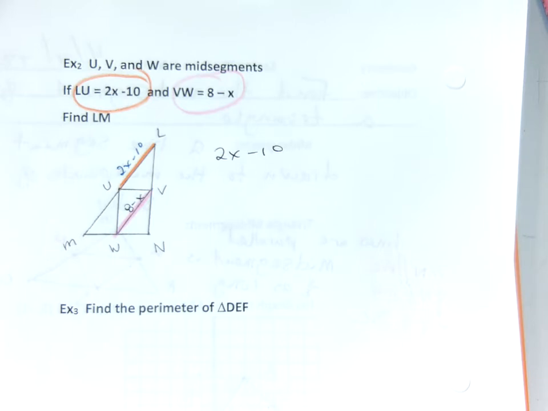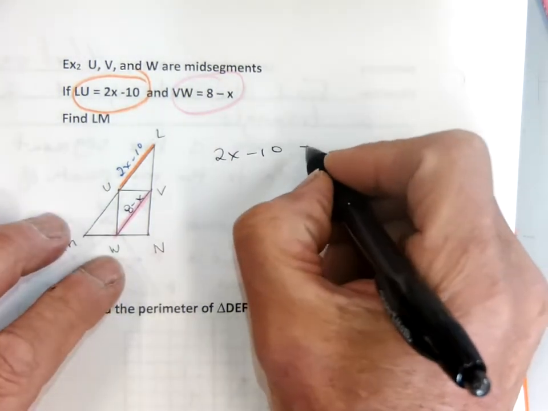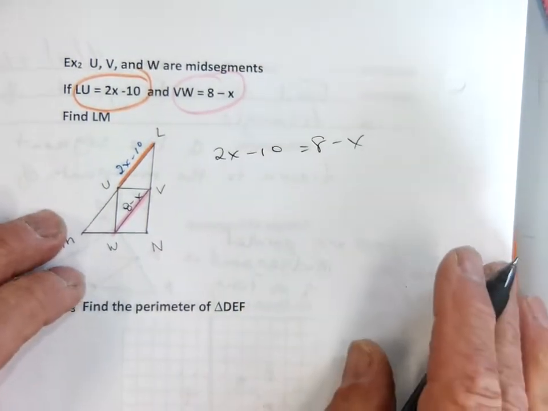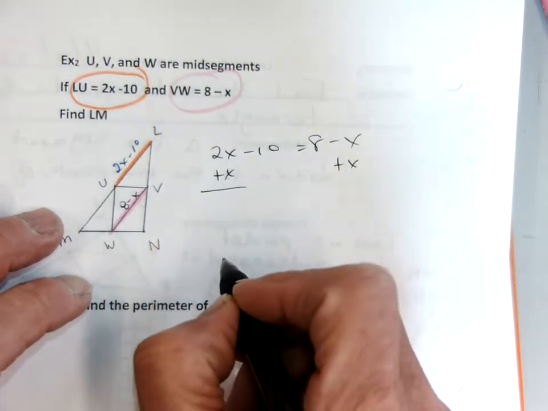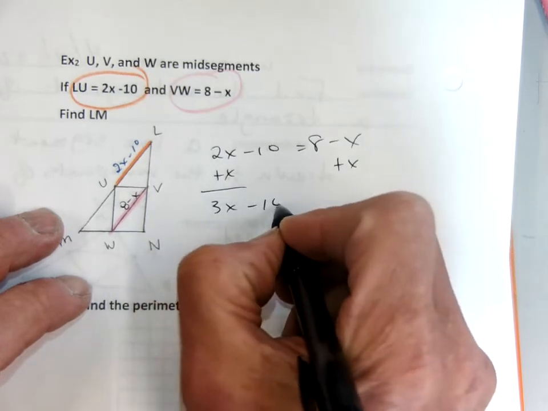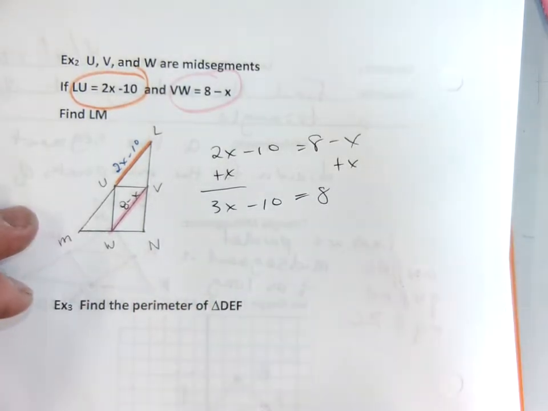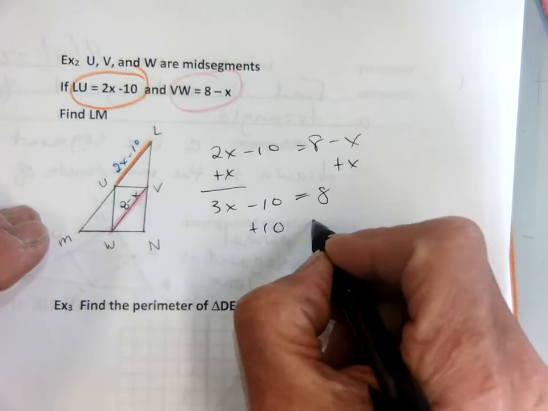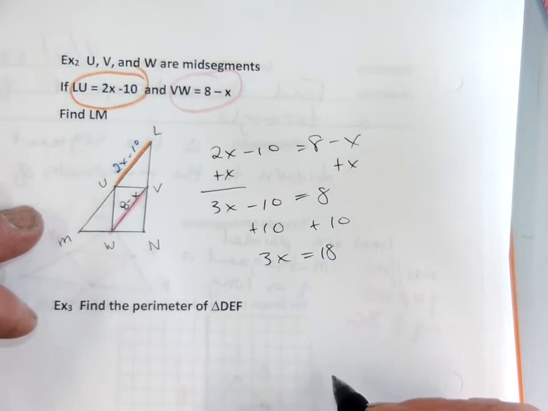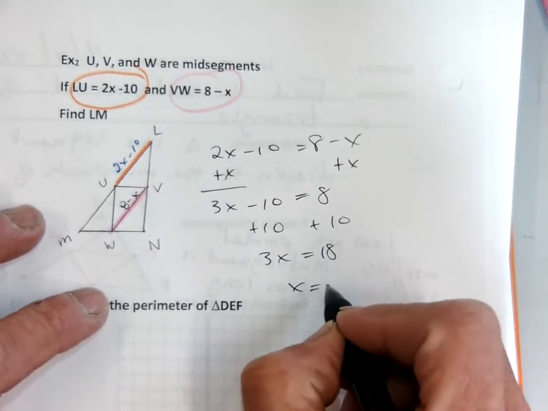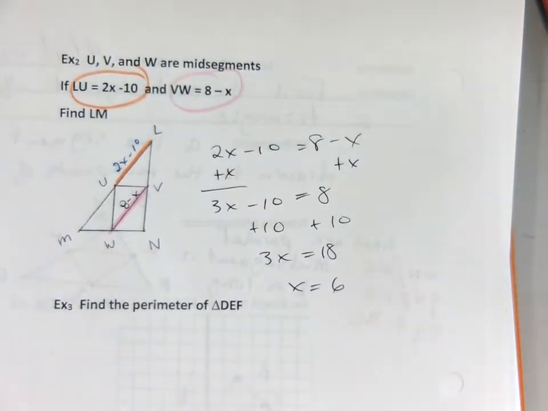So let's set them equal and solve. We're going to take 2x minus 10 equal to 8 minus x and solve. All right, I can do that. Plus x. 3x minus 10 equals 8. Plus 10, plus 10. 3x equals 18. Divide by 3, x is 6. But that's not the answer because that's not the question, right?